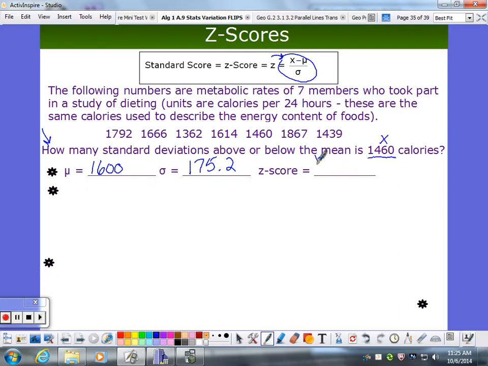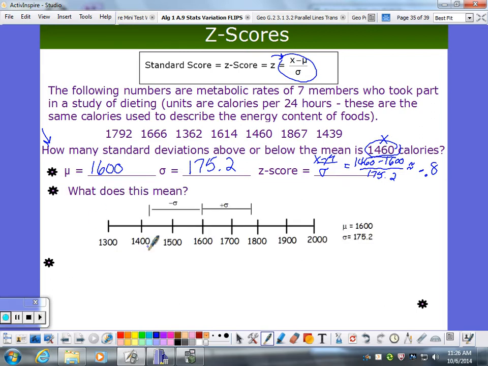So x minus mean over standard deviation: 1460 minus 1600 over 175.2. So where did all these other numbers come from? We calculated the mean and standard deviation. This should approximately be what, negative 0.8-ish, right? How do you get 1460? Because it says find the z-score of this data value.